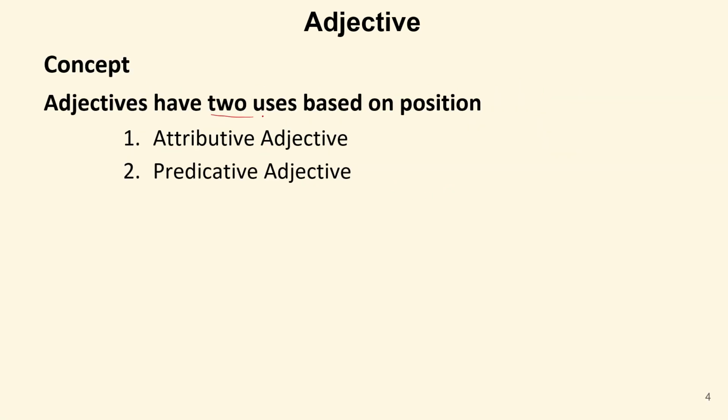Now, adjectives have two uses based on position. It means an adjective in a sentence can be in two positions, where it can be an attributive adjective or a predicative adjective. For example, if we write a sentence like, this girl is honest. Now, in this sentence, we can see there are two adjectives.